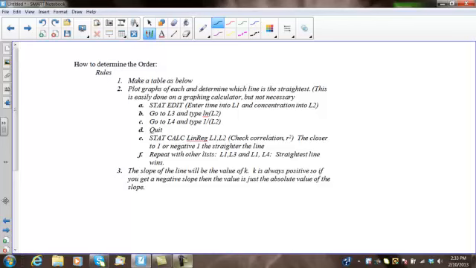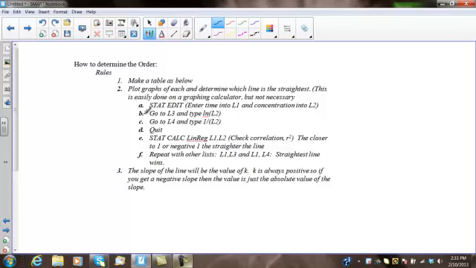So, how do we determine the order? We need to be able to do this on the calculator. So I'm going to give you some hints to help you do this, and it's fairly easy. Now, I do want to mention that you can also derive this mathematically according to the textbook, but I tend to do it in the calculator as it saves time. Plot the graphs of each and determine which line is the straightest.